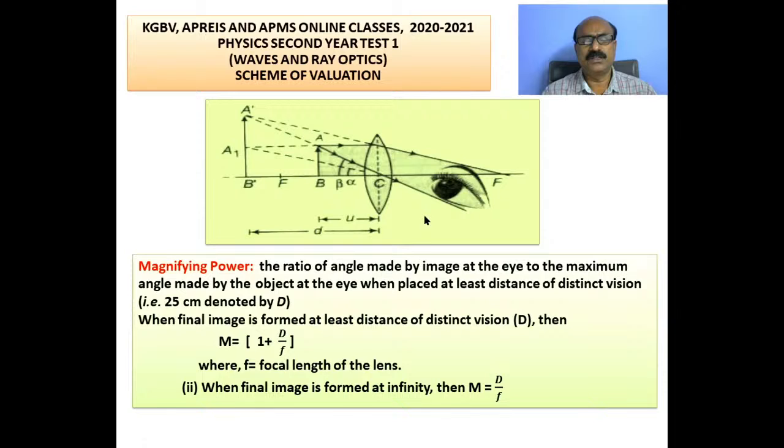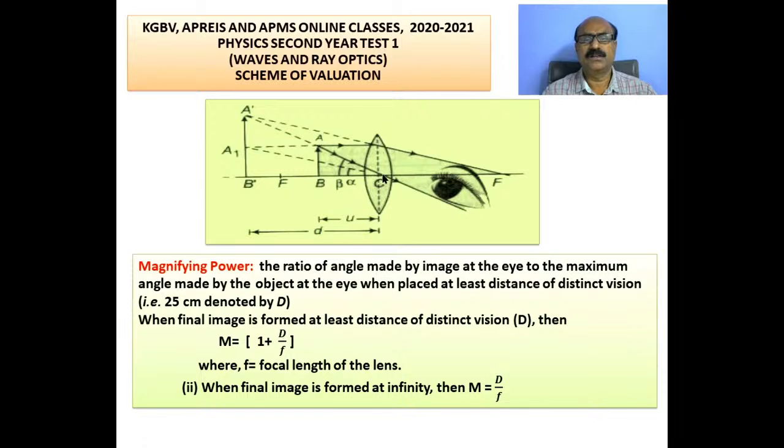And you have to draw a neat diagram. It carries 1 mark. And you have to write down the magnifying power of this lens, the definition. The ratio of angle made by image at the eye to the maximum angle made by the object at the eye when placed at least distance of distinct vision, that is 25 centimeters, denoted by D.